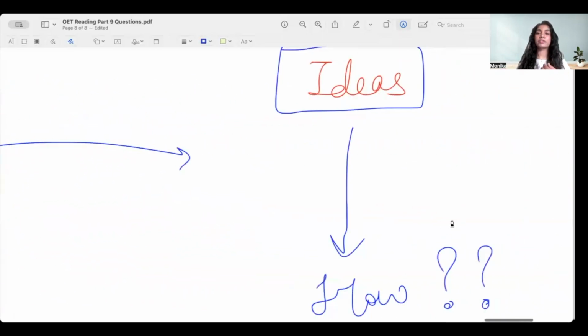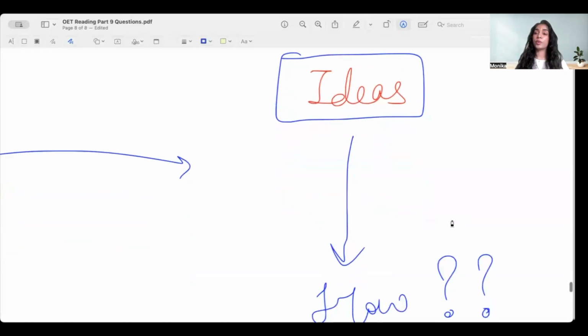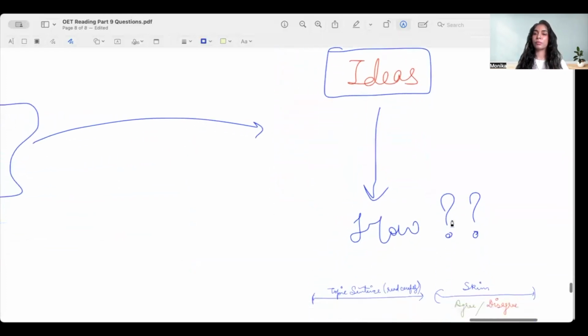So if you want to answer a gist question, how do we do that? We do that by first recognizing the different ideas in the paragraph. Remember, gist does not mean the main idea. That's what a lot of people get confused by. A gist could simply be a combination of three ideas being discussed in the paragraph. It could be a combination of two ideas out of the three, or it could simply be just one of those ideas.